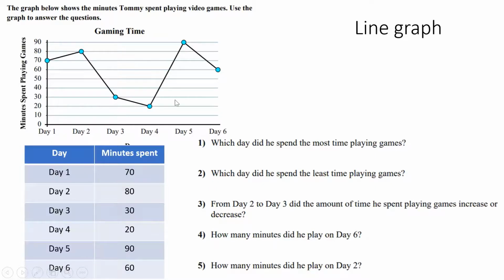Now try to answer the questions. Which day did he spend the most time playing games? By looking at this table, we'll be able to say it is day 5. Which day did he spend the least time playing games? It is day 4. From day 2 to day 3, did the amount of time he spent playing games increase or decrease? It decreased.